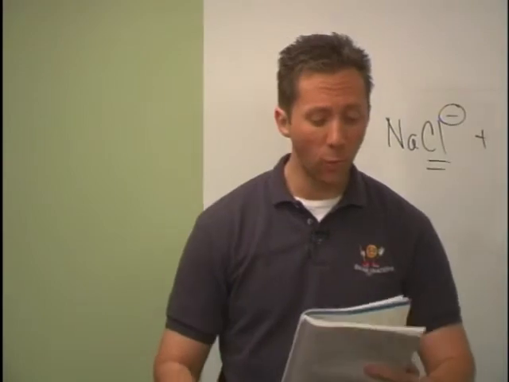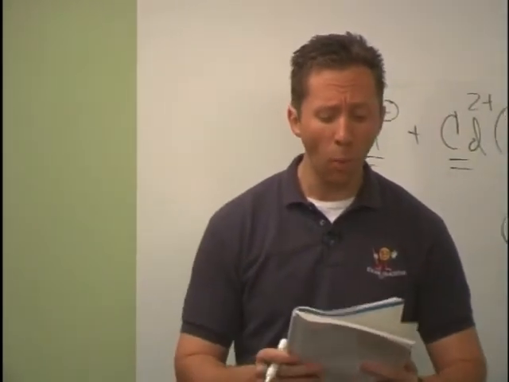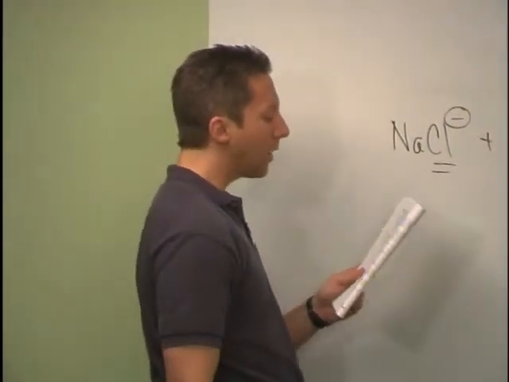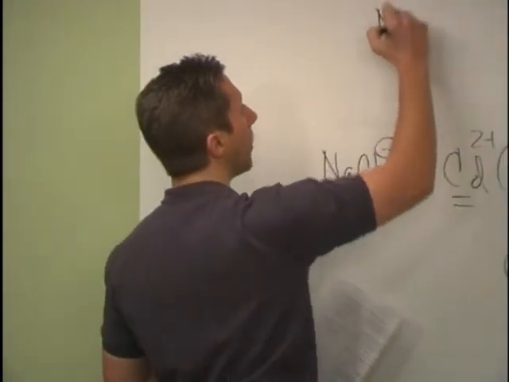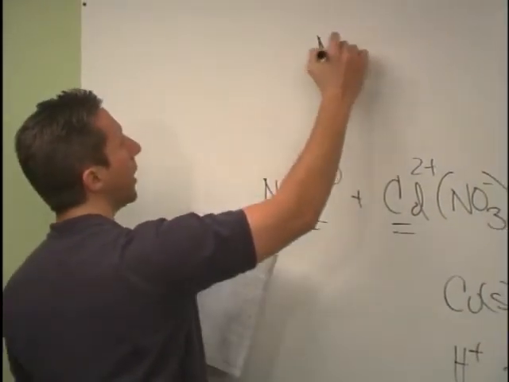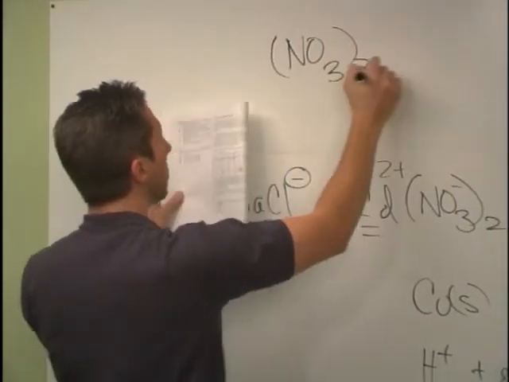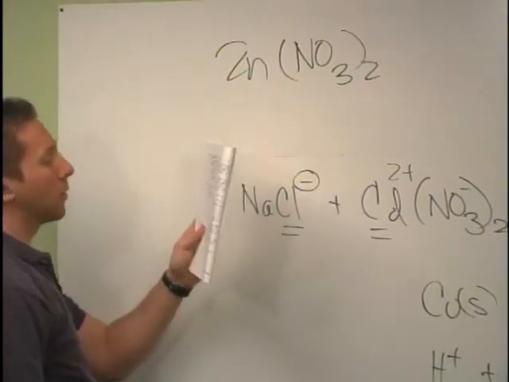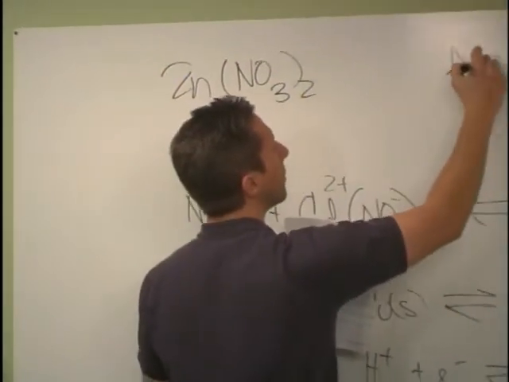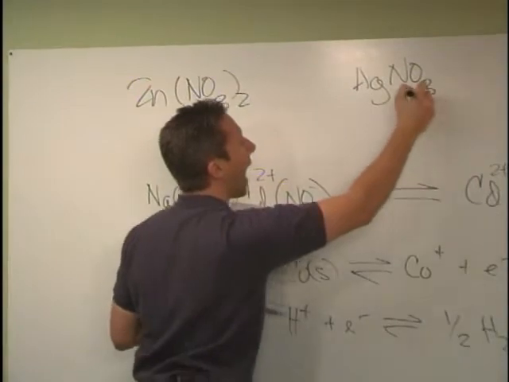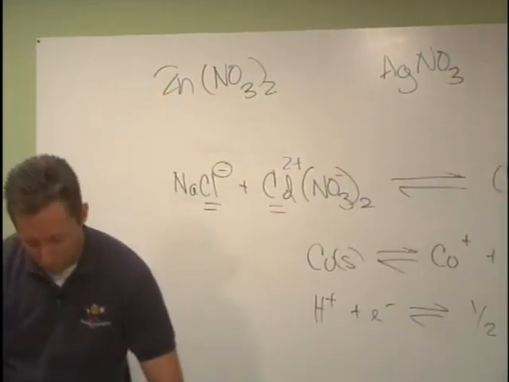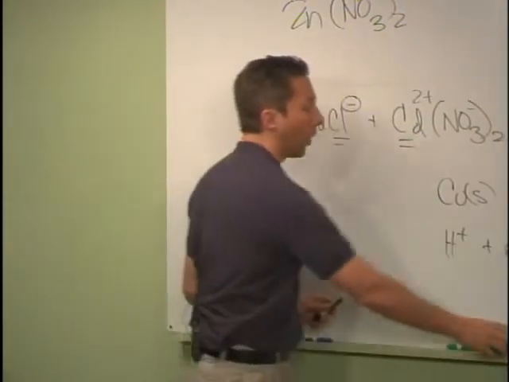Let's look then at question 42. In experiment 2, is the boiling point of zinc nitrate higher than that of silver nitrate? So here we've got zinc nitrate, and we've got silver nitrate. And the question asks, which one of these has a higher boiling point?